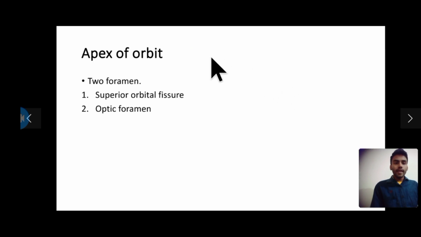Now we will go through the apex of the orbit. So what is the apex of the orbit? The apex of the orbit is that place or point where the 4 walls, or 4 sides, of the orbit converge. Okay, so at the apex of the orbit there are 2 foramens. So what is a foramen? A foramen is nothing but a hole in the bone. Okay, so there are 2 foramens. The names of the 2 foramens are the superior orbital fissure and the optic foramen, or optic canal.